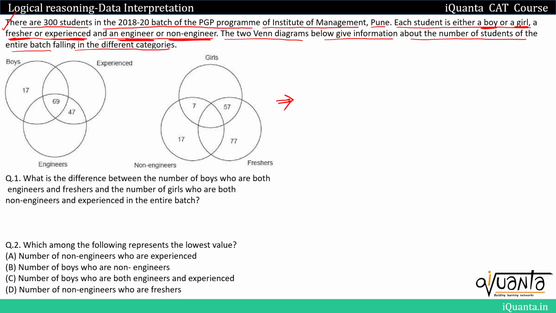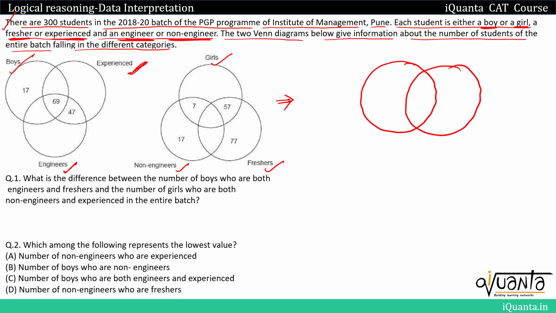Let us see how. See, we already know that a boy cannot be a girl at the same time. An experienced person cannot be a fresher at the same time, and an engineer cannot be a non-engineer at the same time. So what we'll do is, we'll draw a 3 set Venn diagram over here and then we'll name the regions. I'll tell you how.